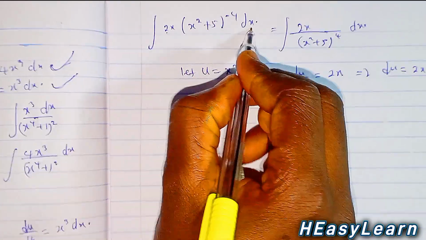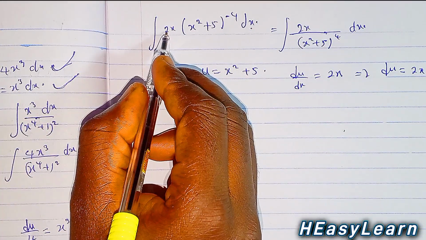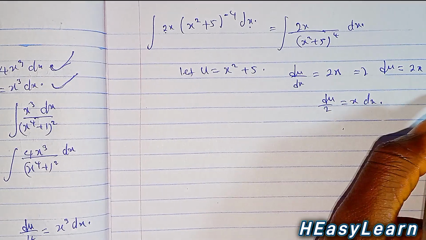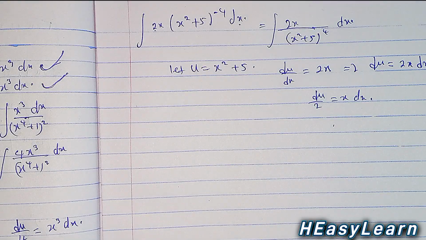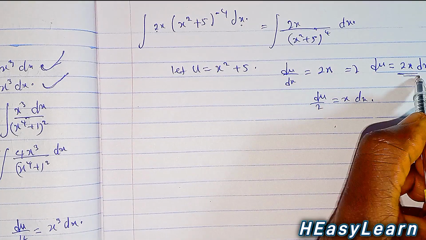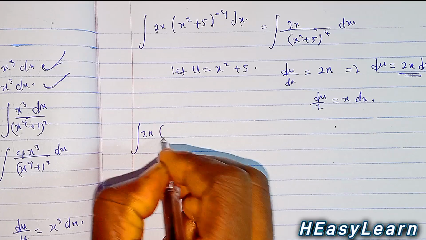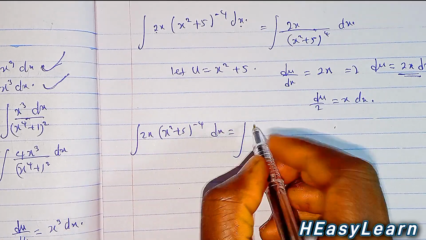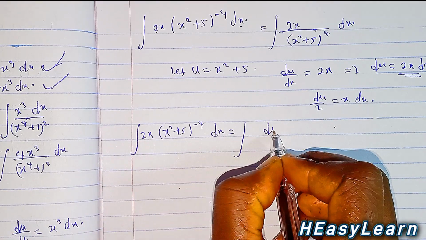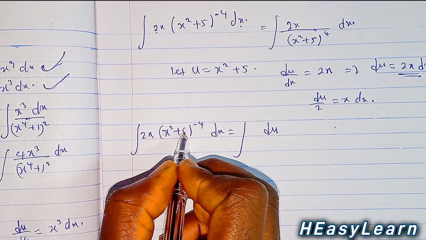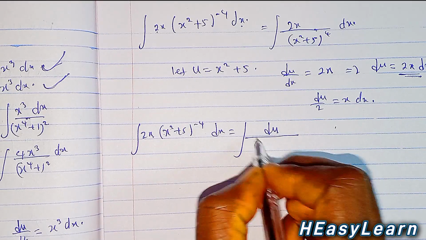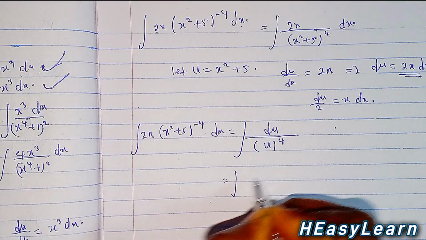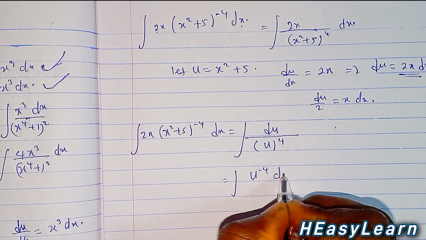This implies that du is equal to 2x dx. The 2x dx is what we want, but in the case where this place is x, then we further say du over 2 equals x dx. But in this case, we need 2x dx, so we stop at this point. To find the integral of 2x times (x squared plus 5) to the power of minus 4 dx, this is the same thing as 2x dx is now du, and x squared plus 5 is now u to the power of minus 4. This is the same thing as the integral of u to the power of minus 4 du.